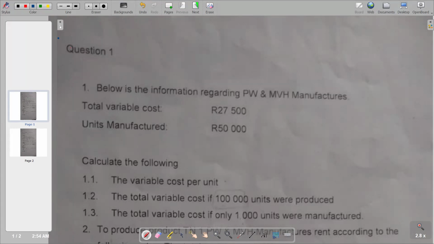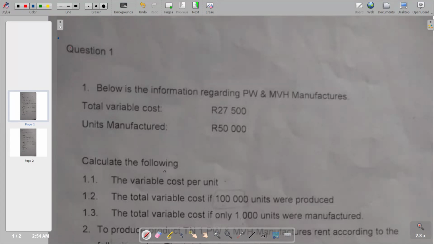In this video, there's a question that we want to look at, and the question is on costing systems, whereby we are going to calculate our variable costs, our fixed costs, and then the per unit cost. According to our first question, it says below is the information regarding PW and MVH manufacturers. You're given total variable costs as 27,500 rands. Units manufactured, you're given as 50,000. Then the question reads, calculate the following.